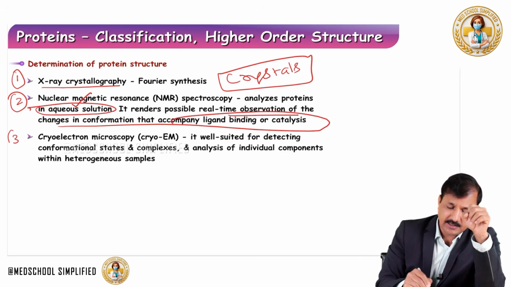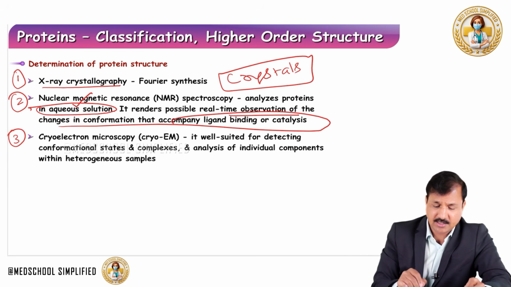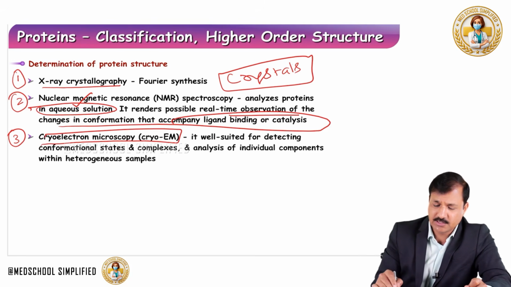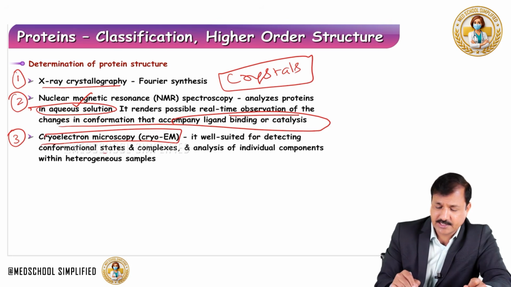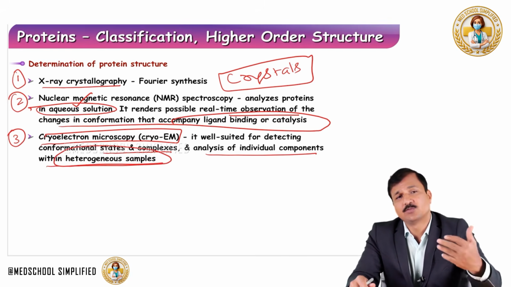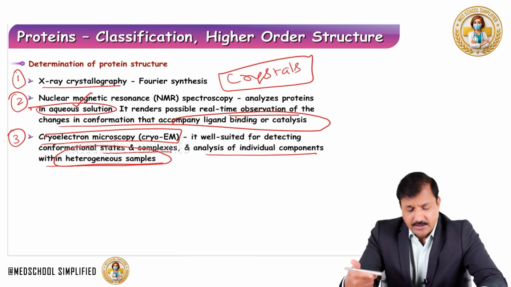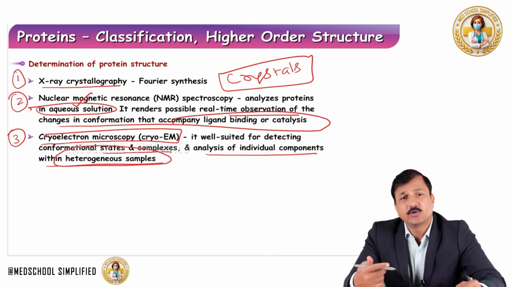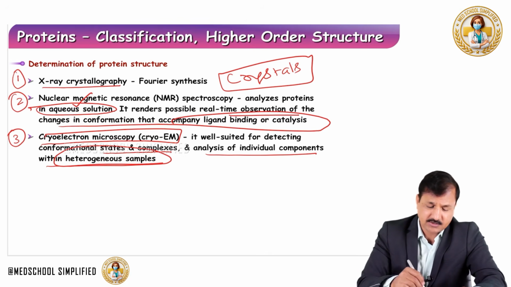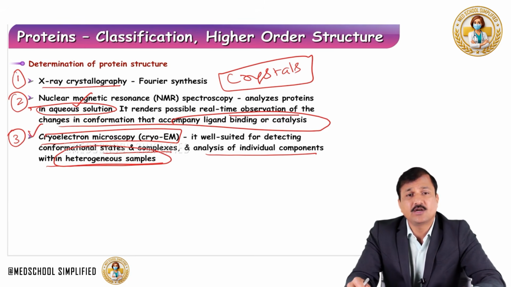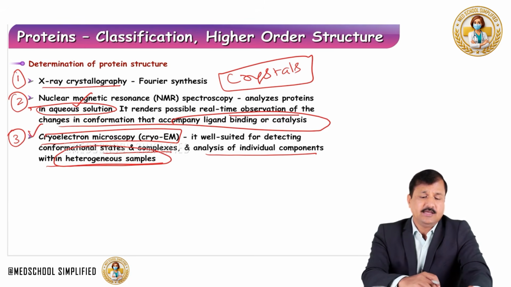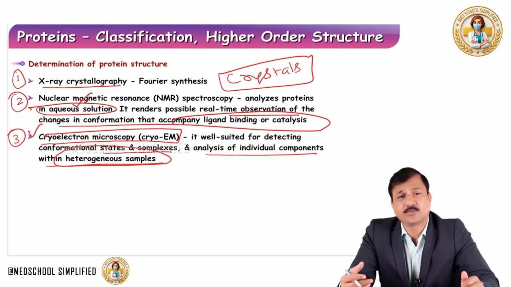Now, the third technique in determination of protein structure is cryo-electron microscopy. It is well suited for detecting conformational states and complexes, and for analysis of individual components within heterogeneous samples. That means when the sample contains more than one kind of molecule, like complex molecules, within that complex you are able to analyze a protein structure. That's one of the advantages of cryo-electron microscopy. So these are the techniques by which we can determine protein structure.